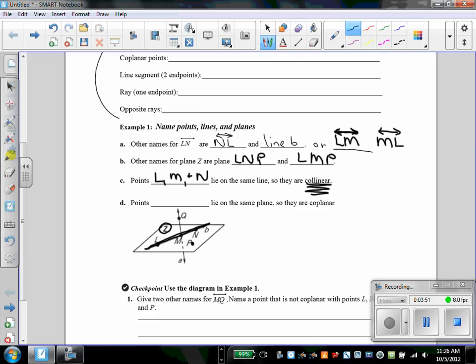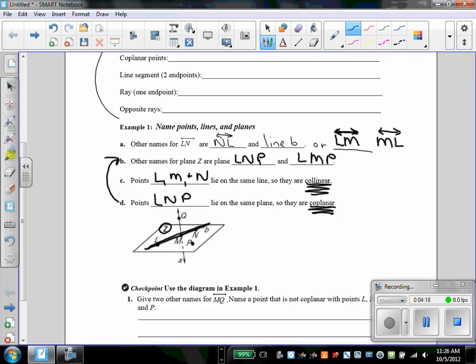If you're talking about coplanar, which means that they are on the same plane, you're talking about 3 points that are on the plane, much like letter B. It's very similar to this right here, where you're talking about points L, N, and P. Or you could say again L, M, and P, or any of those orders of those letters. So collinear is all in a straight line, coplanar means all on the same plane.